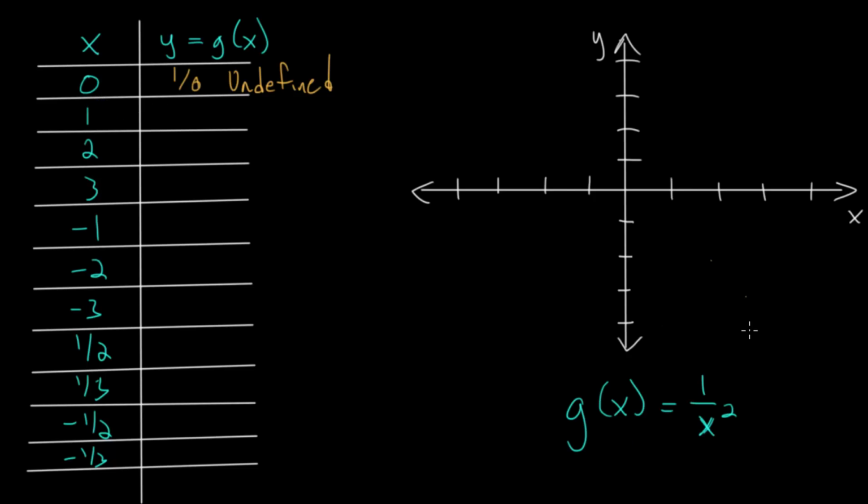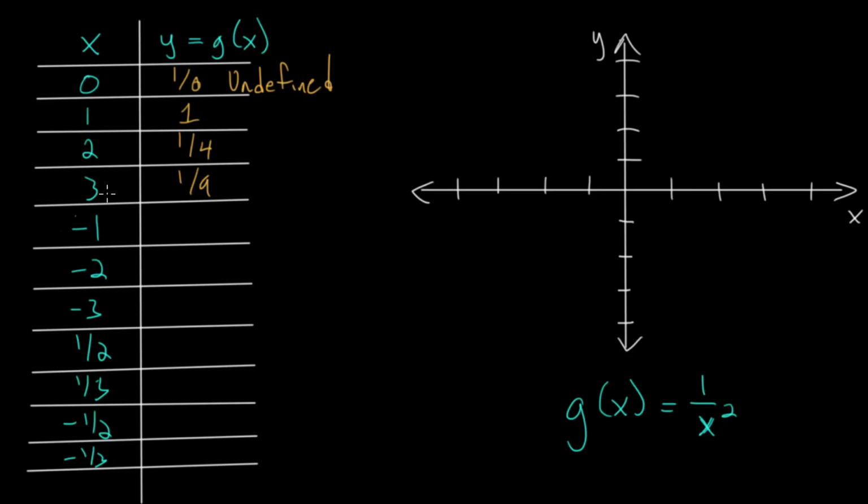So let's plug in 1. We get 1 over 1 squared, which is just 1. We plug in 2. We get 1 over 2 squared. 2 squared is 4, so we get 1/4 here. And plugging in 3, we get 1 over 3 squared, or 1 over 9.